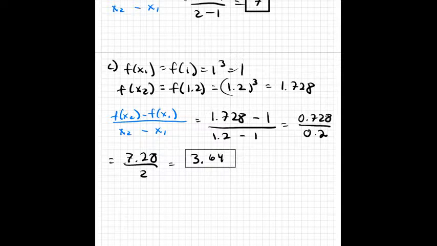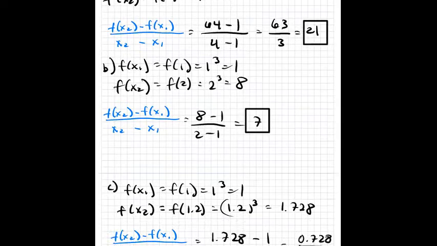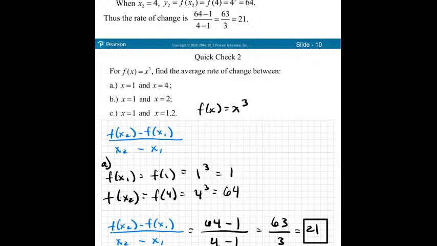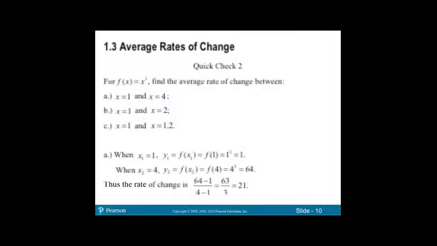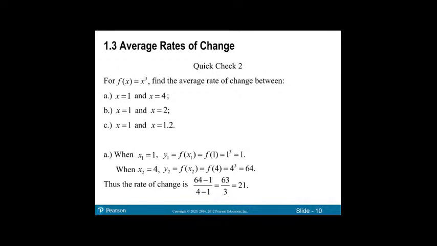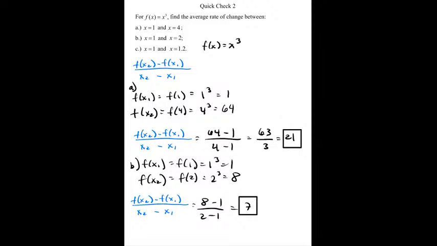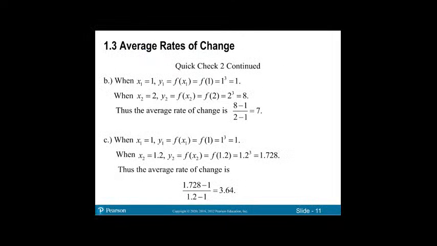Okay. So we got 21 and then 7 and then 3.64, right? And let's switch our view back to single page. So I think we got the 21. You see that one there? And then this is the work that we did. And then you see the 7 and you see the 3.64. So hopefully that was okay. What we're doing is basically finding the slope between 2 points. That's all that we're really doing.